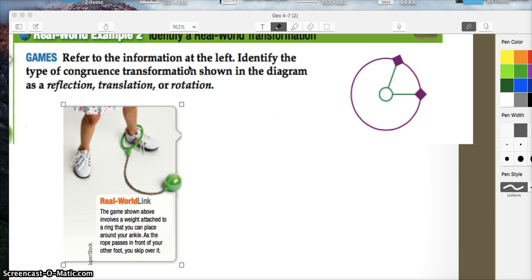And so what are we talking about if we think of the thing as the location of the ball as the original pre-image, then what's happening as it spins around a child's leg? It is a reflection, translation, rotation. Yeah, it's a rotation.